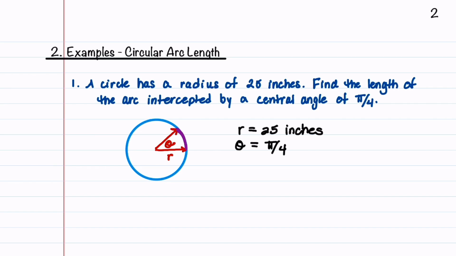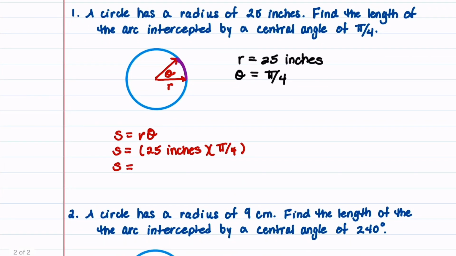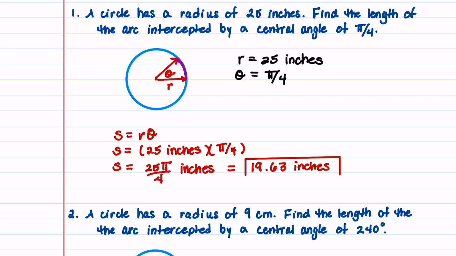To find the arc length, we begin by writing down the formula. Our formula is S is equal to r times theta. We can now plug in what r and theta are. R is 25 inches, and theta is pi over 4. So that gives us S is equal to 25 pi over 4 inches. And if we throw that in our calculator, we get a value of 19.63 inches. And let's box that. So this tells us that if our circle has a radius of 25 inches and our angle is pi over 4, our arc length is 19.63 inches.